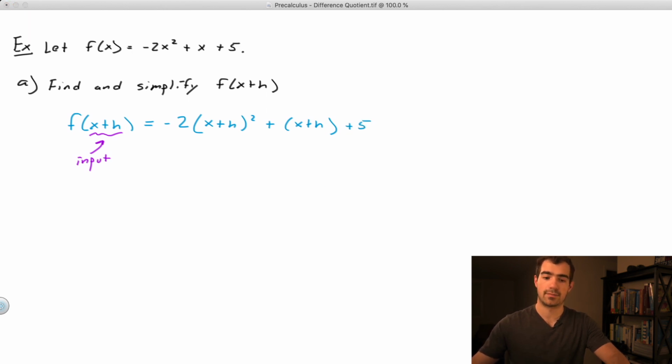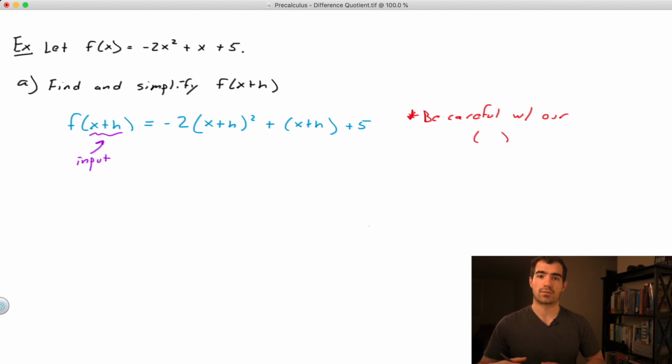Now, you'll notice that I'm being really careful here with my parentheses. That's going to be really, really important, because when we're talking about that input, the quantity x plus h, it's important that we keep that quantity together as we start to manipulate things algebraically. And parentheses are the tool that we can use to do that. So it's really, really important here to be careful with our parentheses and make sure we're always writing this out with those there on the outside, signifying that that x plus h is its own quantity.